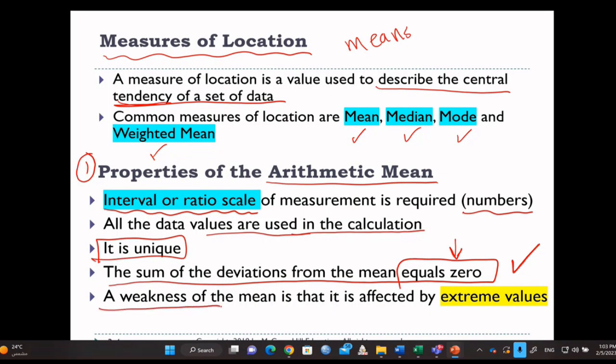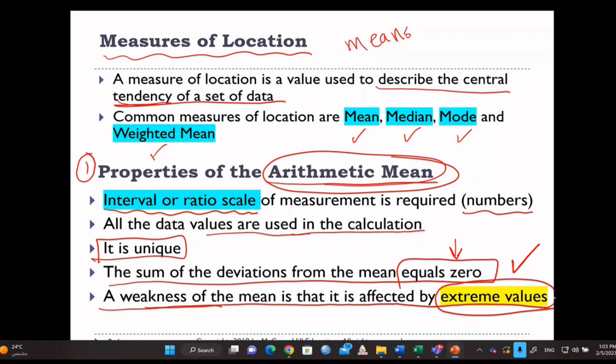Third, a weakness of the arithmetic mean is that it is affected by extreme values, either very large values.